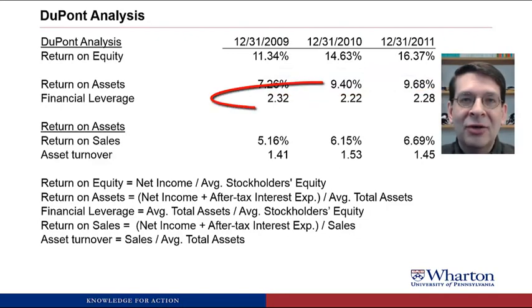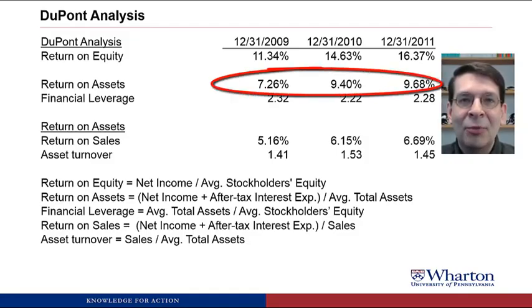If we look at financial leverage, it's been fairly flat over this period, around 2.3. So for every dollar of equity, Plainview has $2.30 of assets, which means they're taking on about $1.30 of debt, and that really hasn't changed. So it seems like the increase in ROE is primarily driven by the improvement in return on assets.